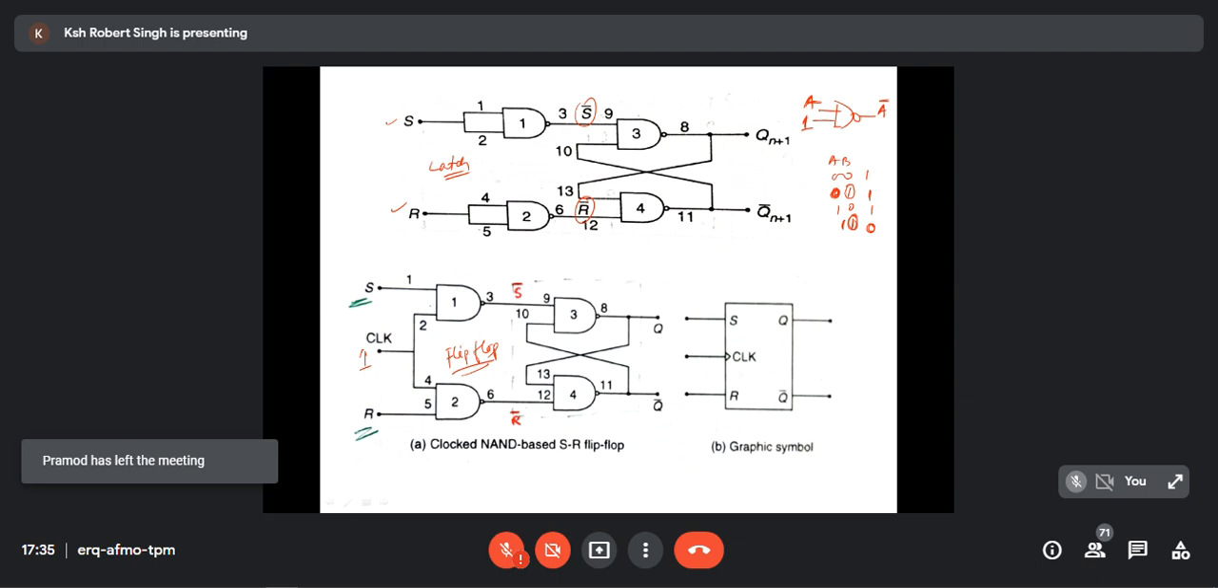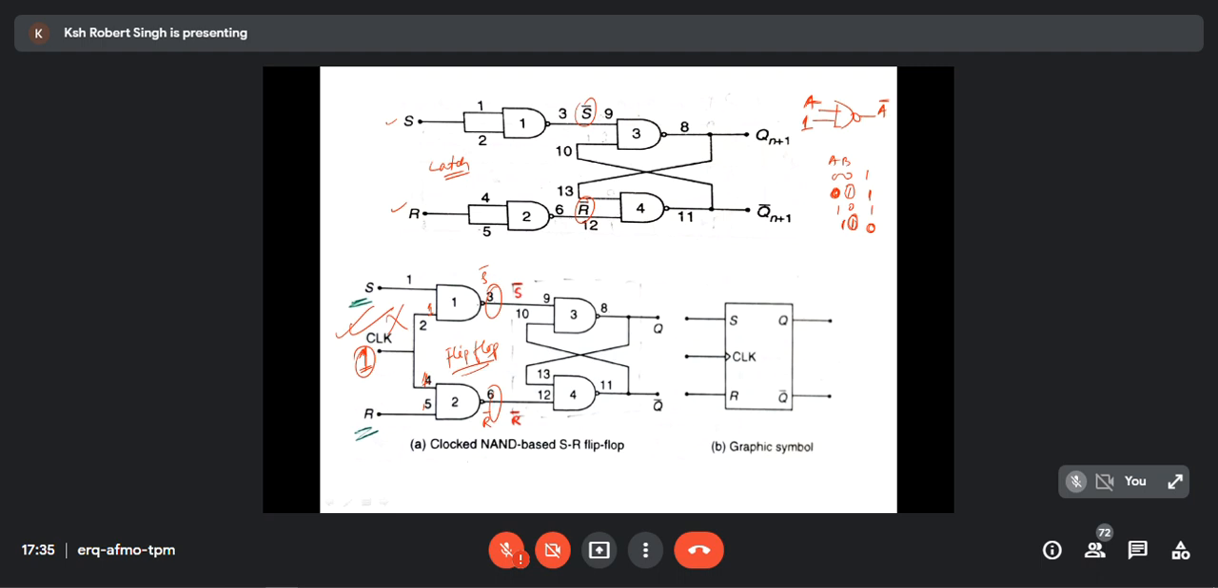So when the clock is high, only then will you have S bar here, and only then will you have R bar here. That means when you give clock 1, only then will the circuit work. When the clock is 0, the circuit will not work. Can you understand?